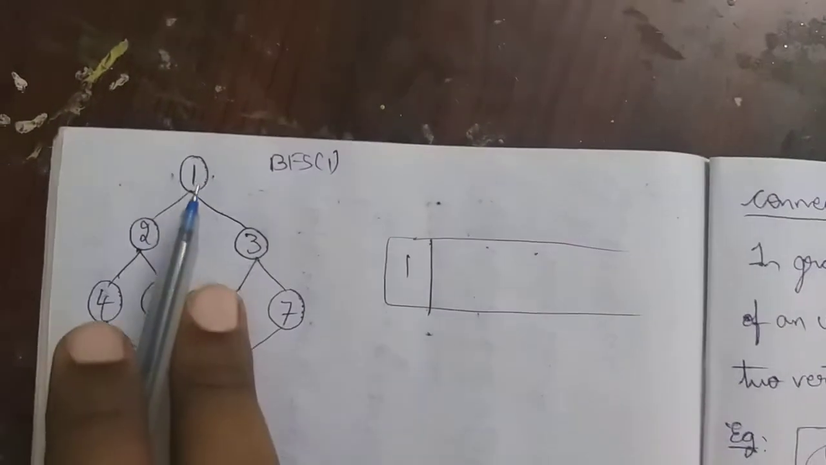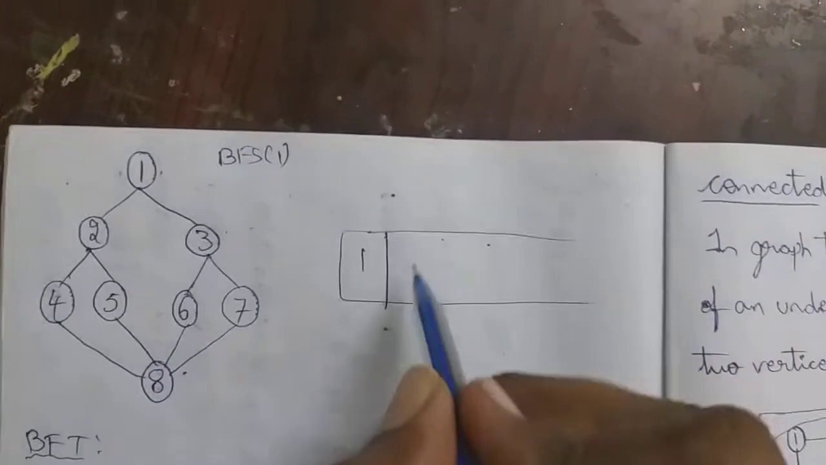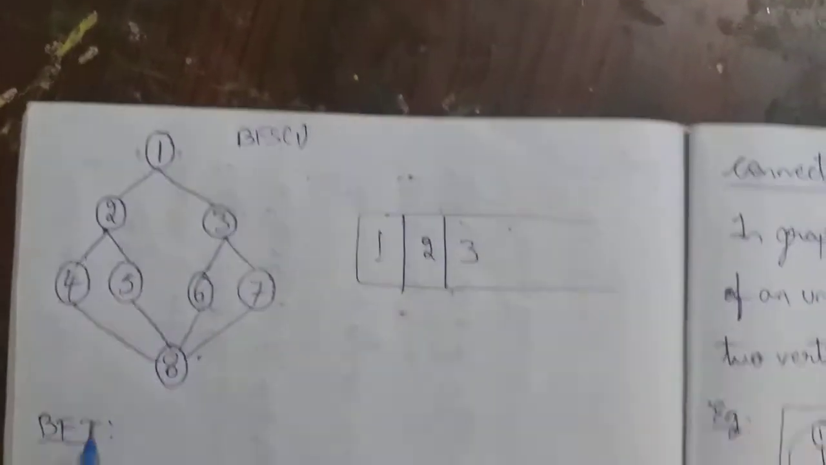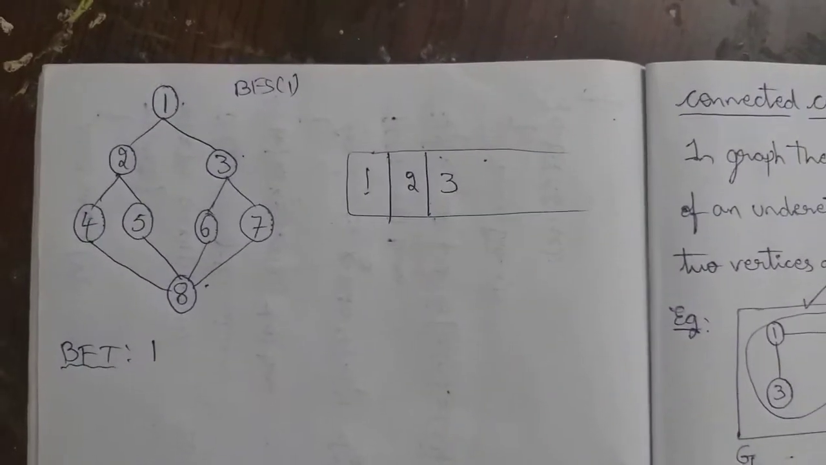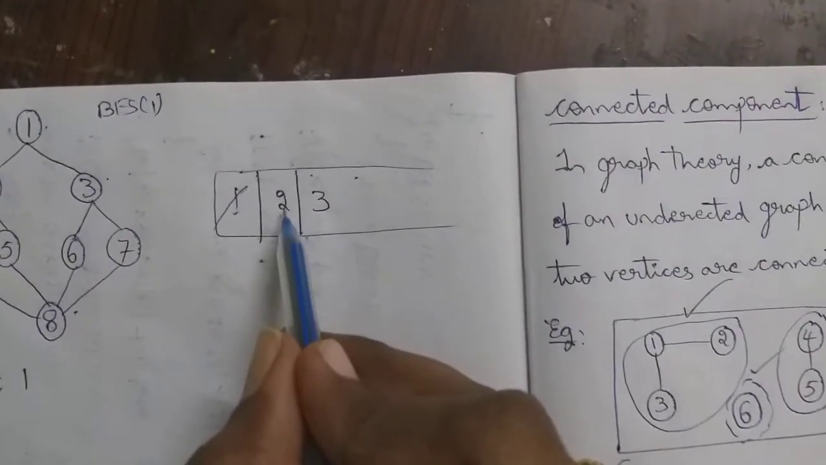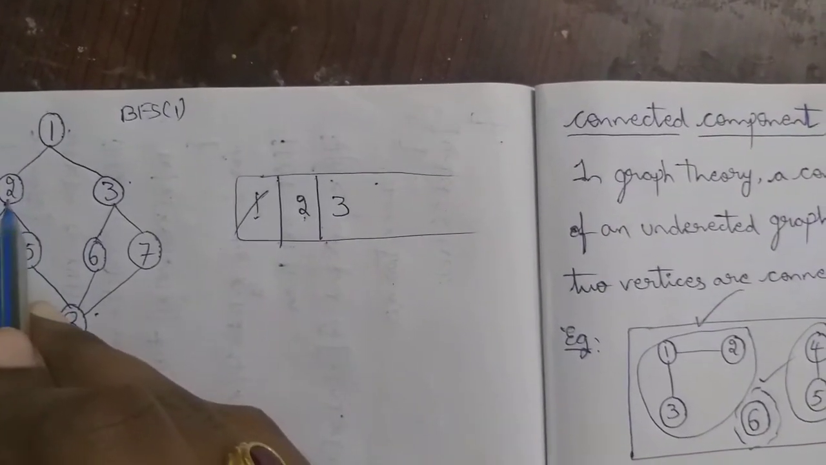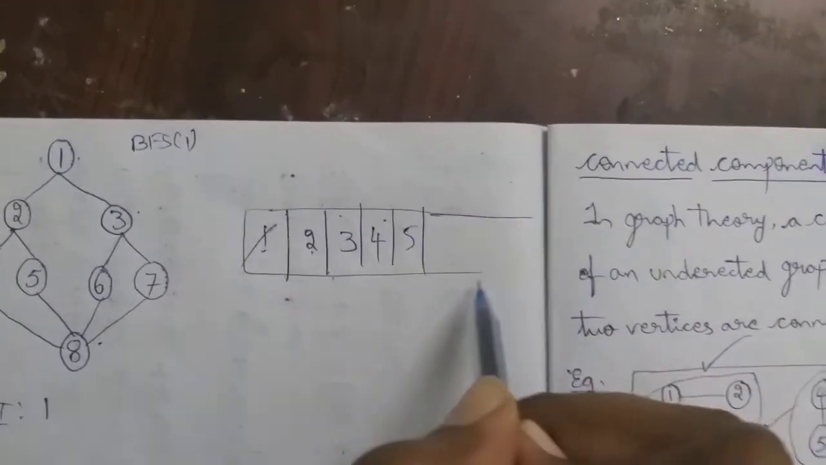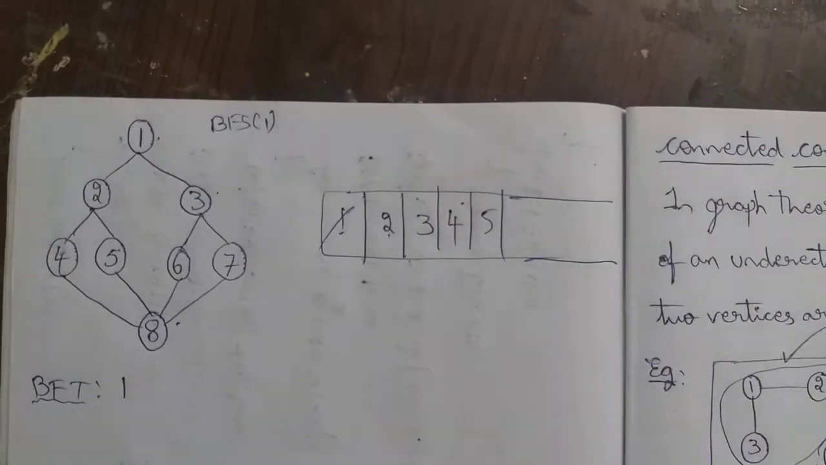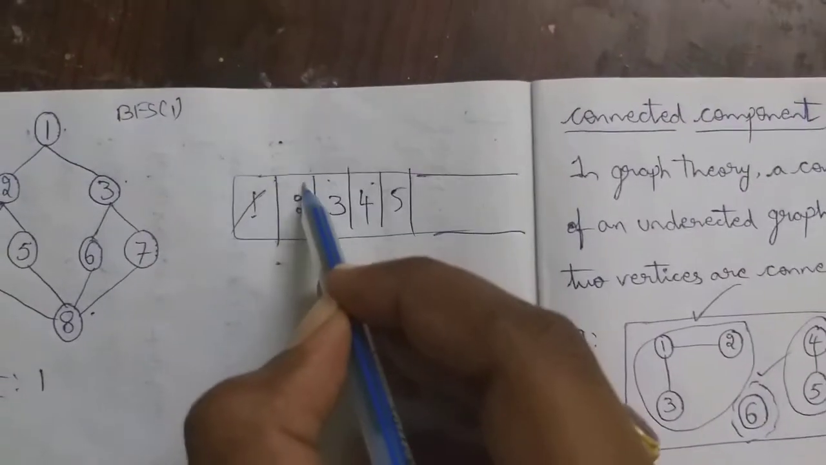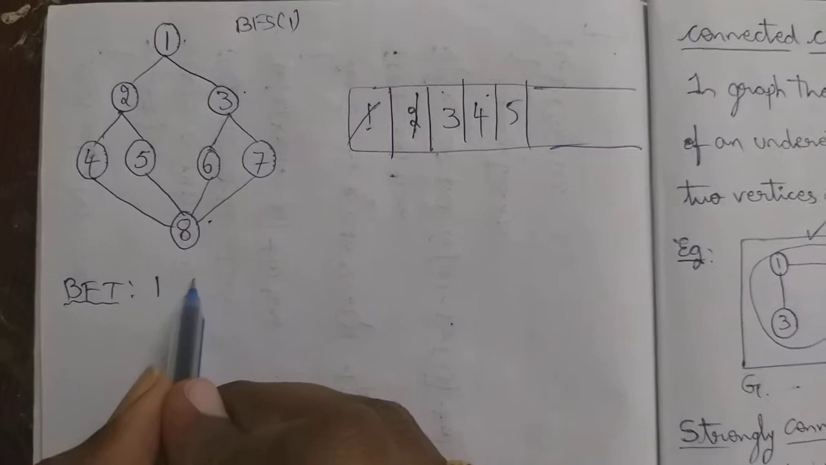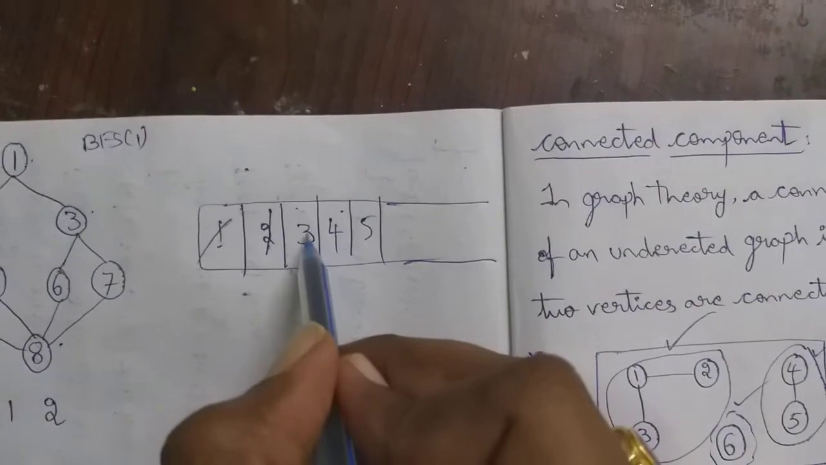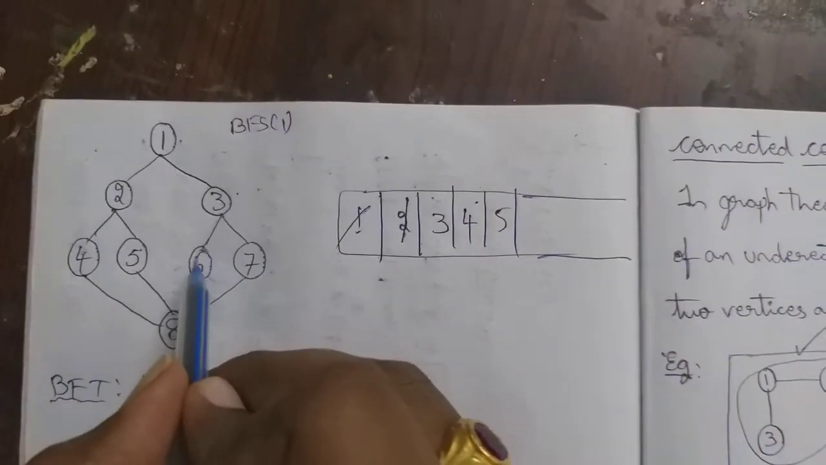The adjacent vertices 2 and 3 are pushed. Once all the adjacent vertices 2 and 3 are pushed, vertex 1 is popped. It means vertex 1 is visited. Next vertex is 2. What are the adjacent vertices to 2? 4 and 5. 4 and 5 are inserted into the queue. Once all the adjacent vertices are inserted, vertex 2 is popped out and considered as visited. First 1 is visited, then 2 is visited. Next 3, the adjacent vertices to 3 are 6 and 7.